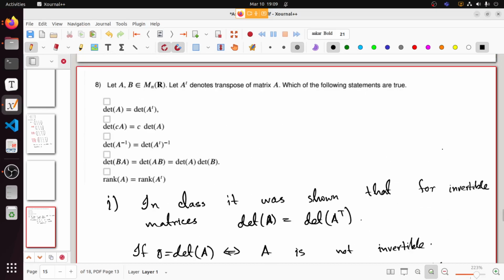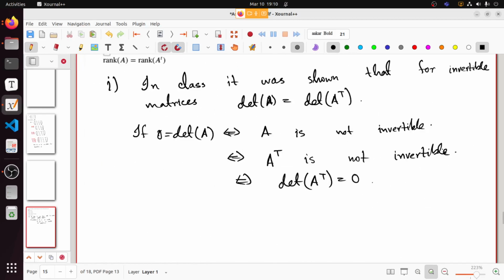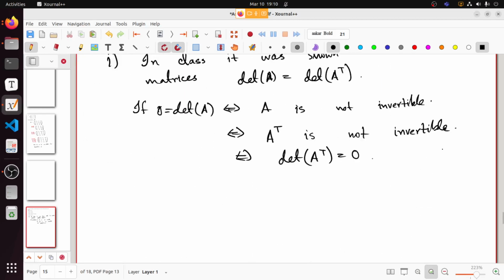So determinant of A equals determinant of A transpose, this holds. Now what will be the determinant of CA? If you multiply a matrix by a scalar C, what will be the determinant? It is saying that it will be C times det A. So this is not true. Why? Let's check it.